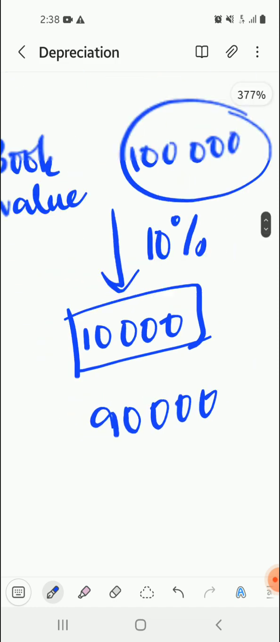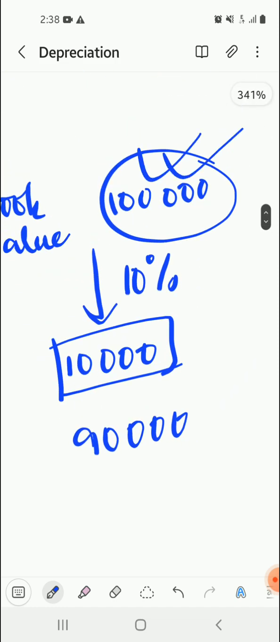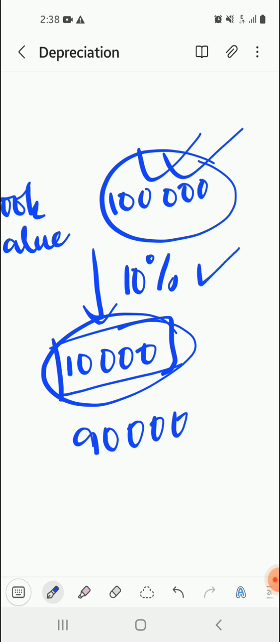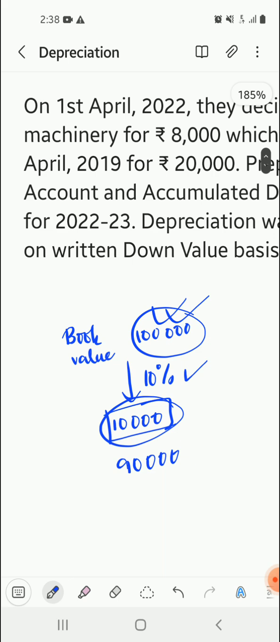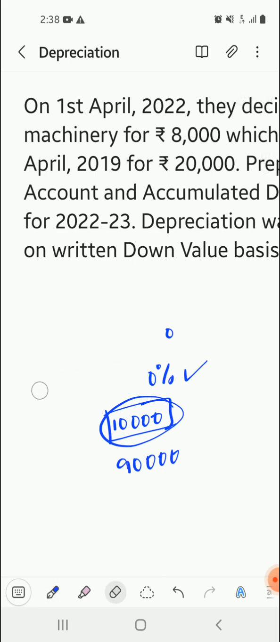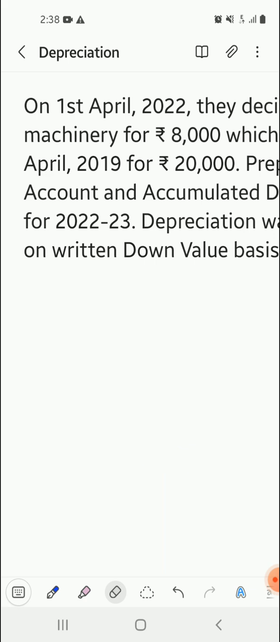That is 1 lakh, the cost of the machinery, minus the value that is depreciated in 1 year. In this example, I've taken it as 10% per annum, that is yearly 10%. So this becomes 90,000. We can conclude that at the end of the year, an asset that cost 1 lakh becomes 90,000. So this is depreciation in short, and there are two methods as I told you. One is SLM, the straight line method, and the other is WDV.